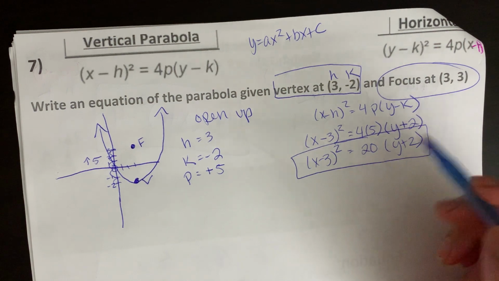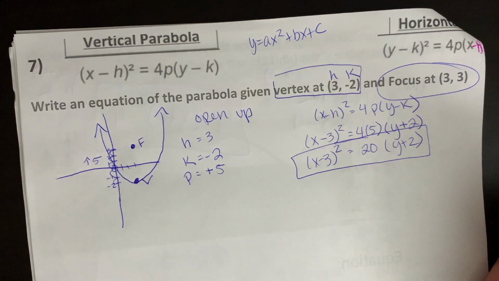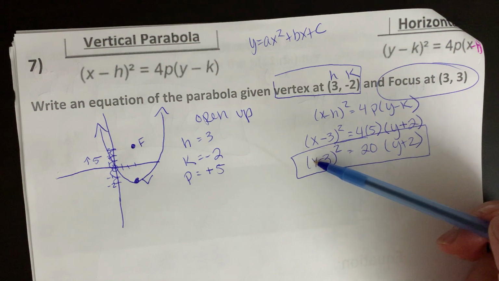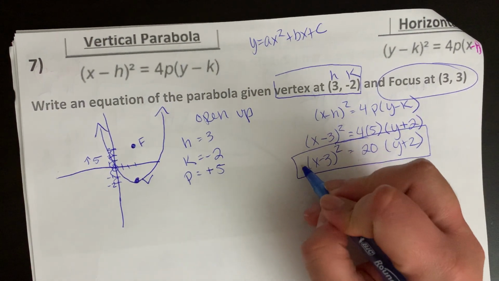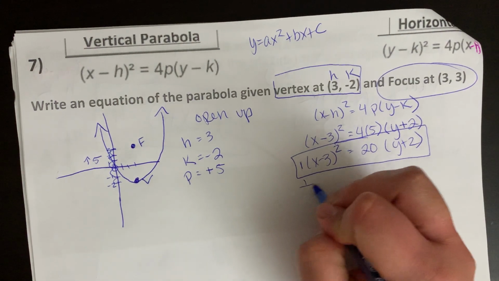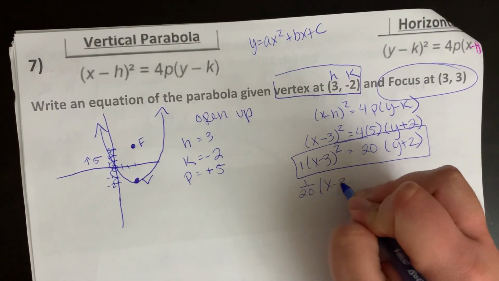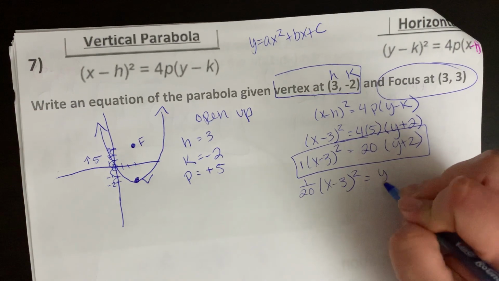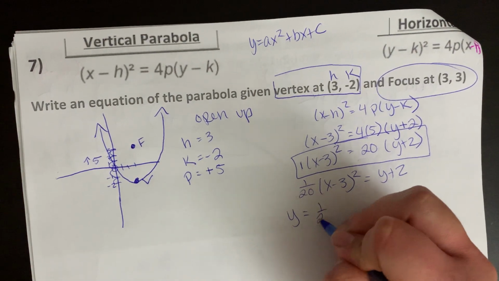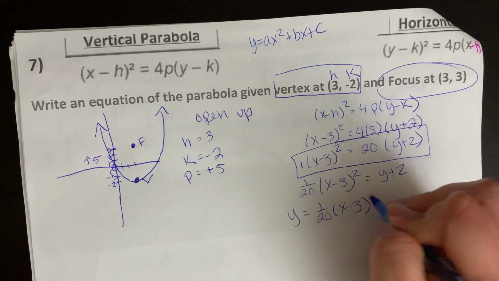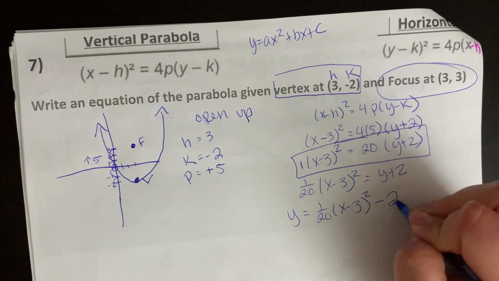So from here, if your answer choices don't look like this, then obviously that means you need to solve for a variable. Now, which variable? The one that isn't squared. So if this one's squared, not this one, you want this one. So you're going to divide both sides by 20. So we know we have a 1 there, so that would be 1/20 (x - 3)² = y + 2. Subtract 2 from both sides, so y = 1/20 (x - 3)² - 2.